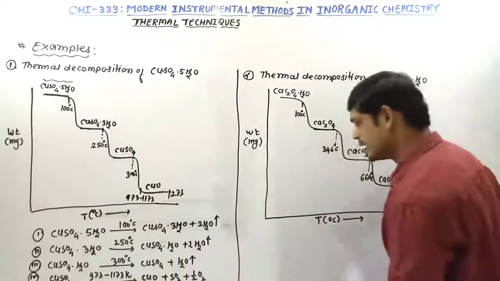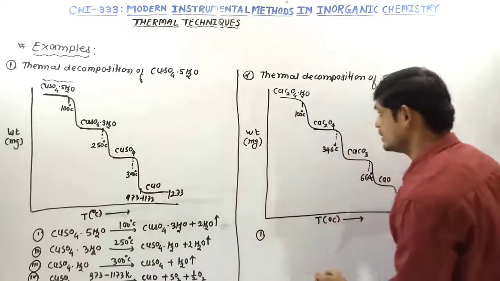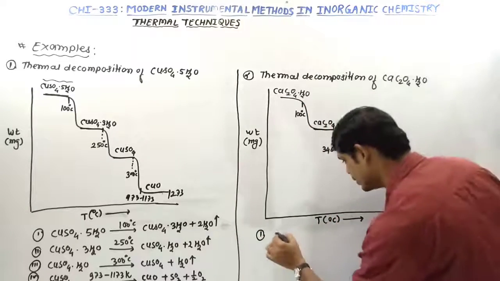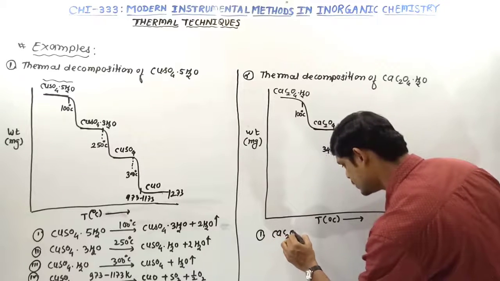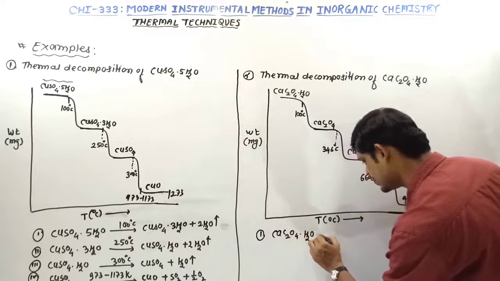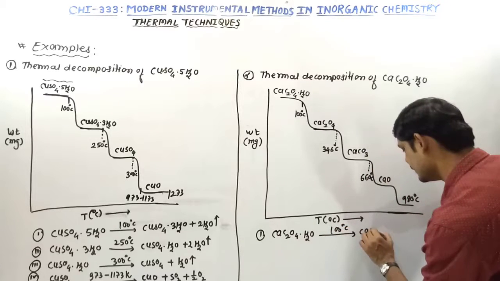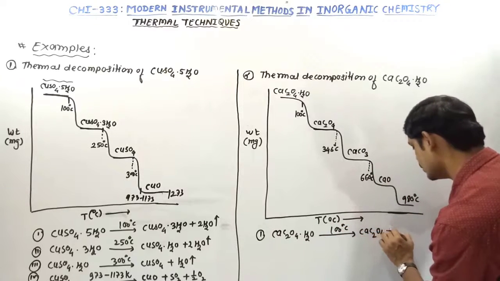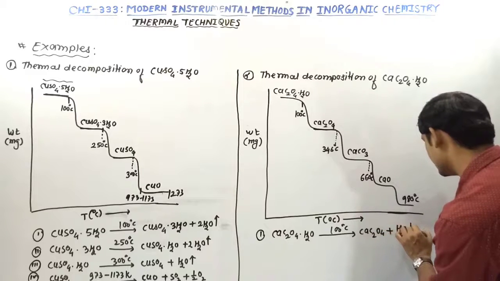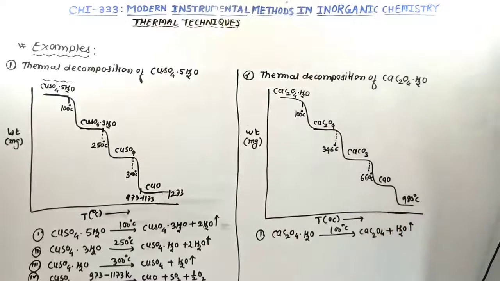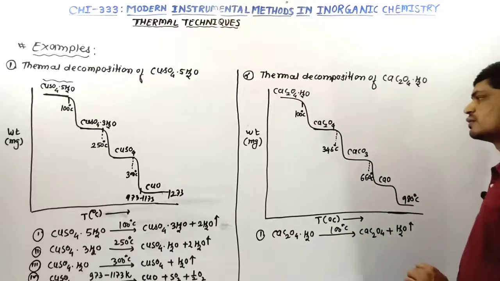Just like copper sulfate pentahydrate, our first reaction will be the loss of a water molecule. So CaC2O4·H2O, when heated at about 100 degrees Celsius, will give CaC2O4, and the H2O molecule will be evolved as water vapor. This is the loss of the water molecule.